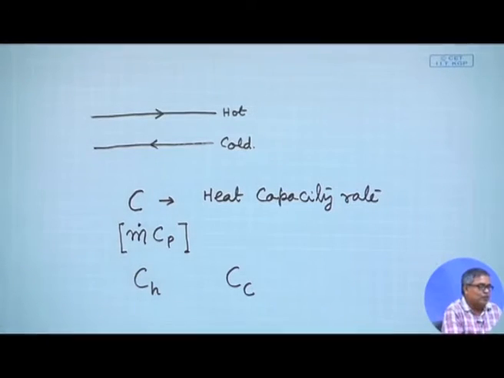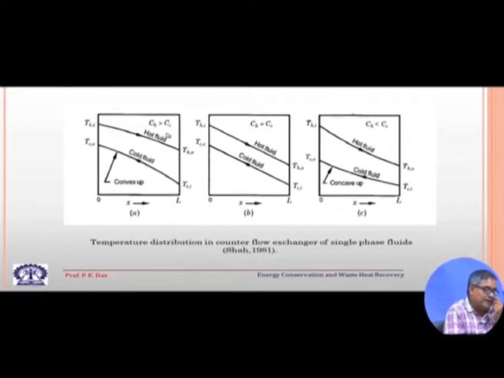Now, again let us go back to the PPT. So, the first case is Ch greater than Cc. In the second case, Ch is equal to Cc, then the temperature change of any of the fluid streams will be linear along the length of the heat exchanger, and in the third case, that is Ch less than Cc, we will have this kind of temperature change of the fluid stream. So, this is for counter current flow.